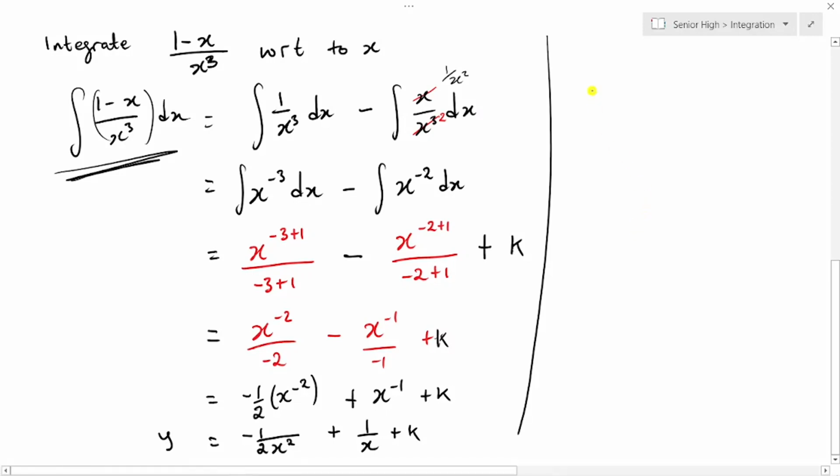What if we're asked to differentiate this question? Let's say we're asked to integrate x squared plus 3x plus 2 over x plus 1, all with respect to x, that's dx. Okay, so let's see how to work on this.